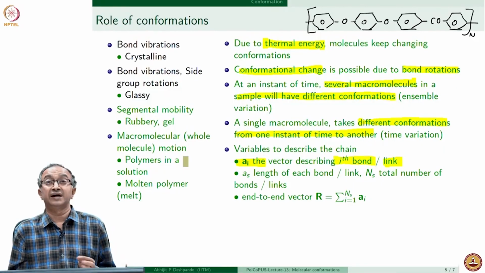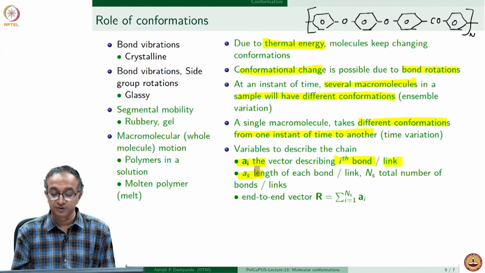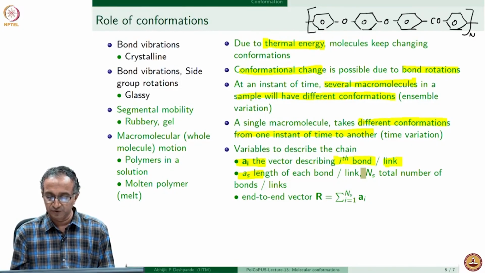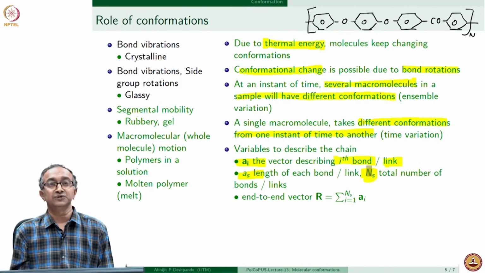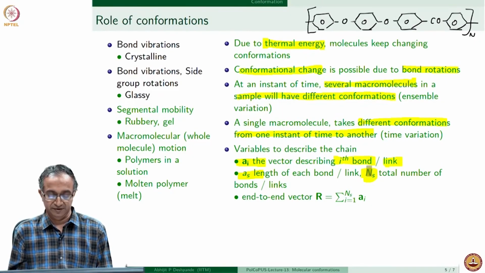So therefore, the ith link or ith bond can be thought of as having a length associated with it, and of course we have Ns, the total number of bonds. What is the relationship between Ns and the molar mass? They are of course linearly proportional to each other. When molar mass is higher, Ns is also higher.